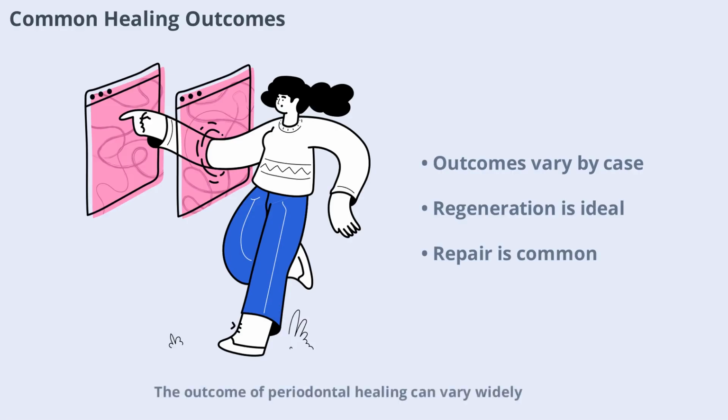The outcome of periodontal healing can vary widely. Some patients achieve true regeneration, while others may experience repair or long junctional epithelium formation. Factors such as the extent of tissue loss, the type of therapy used, and patient compliance all influence the final result. Understanding these possibilities helps set realistic expectations for both clinicians and patients.